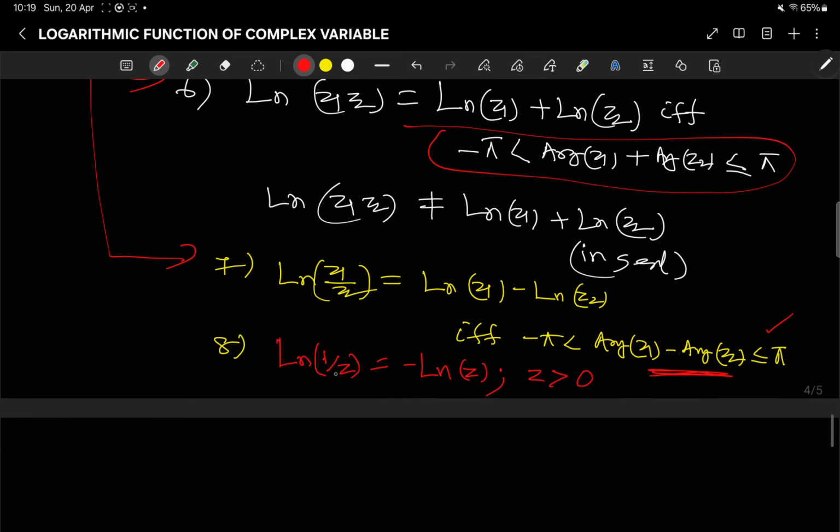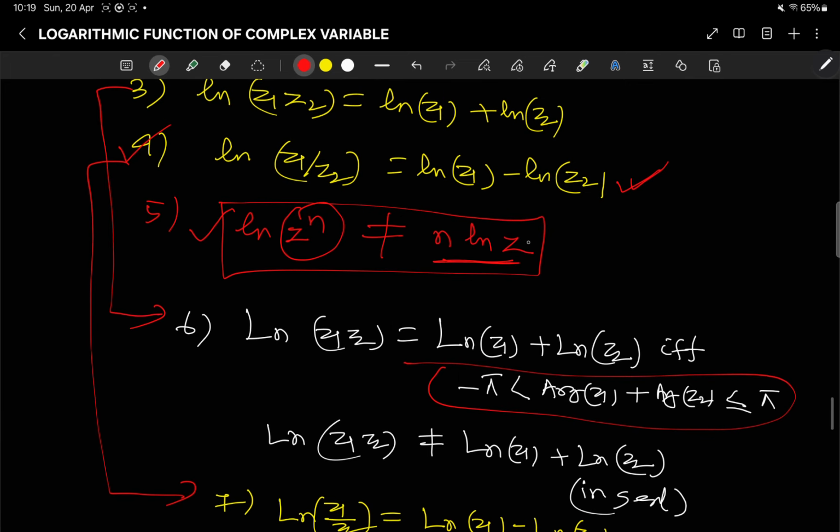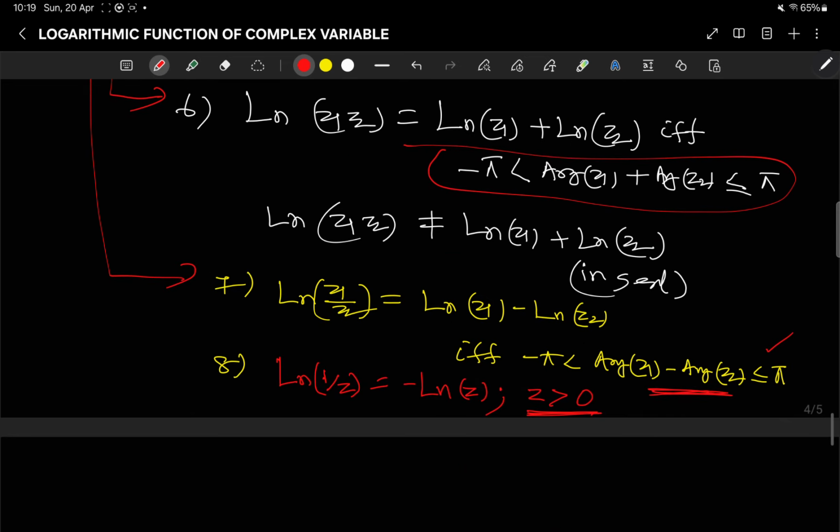Now log(1/z) is −ln z if z is positive, okay? So in general, ln(zⁿ) is not equal to n ln z, even though it holds in real numbers. It will hold if n is positive.